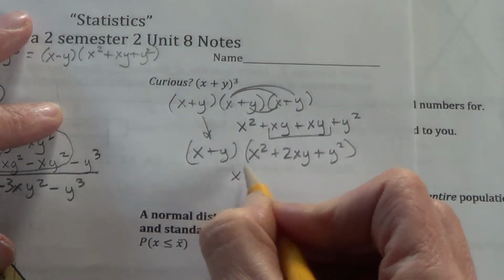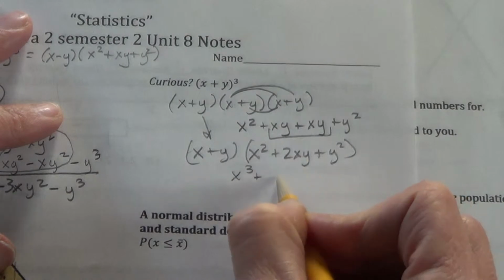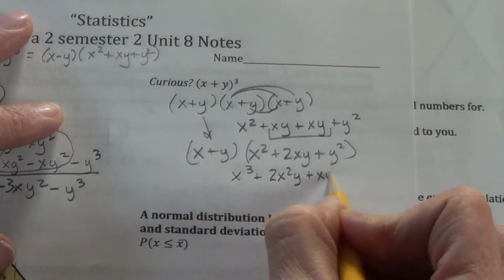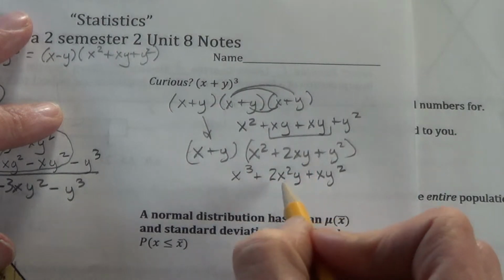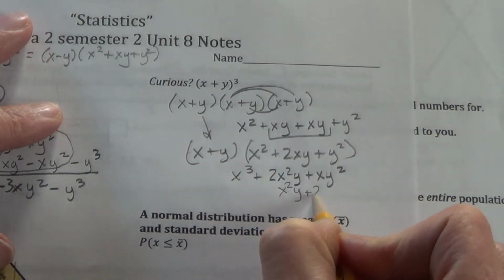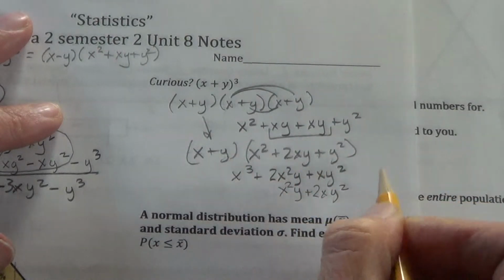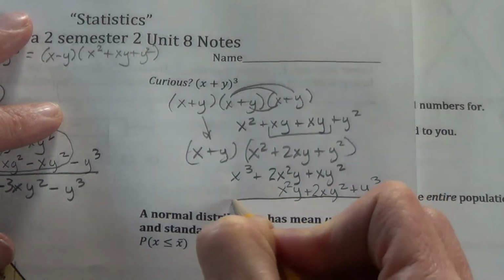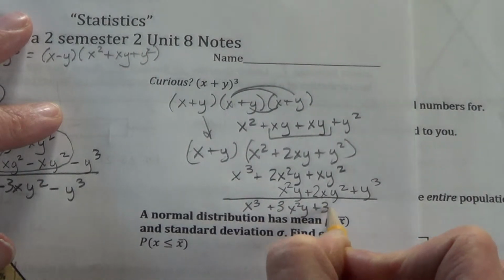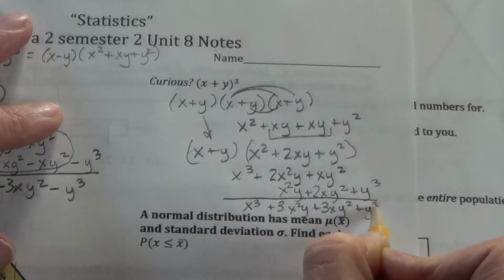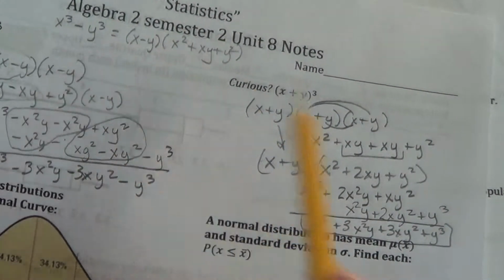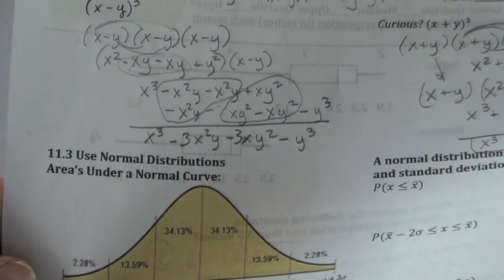So x times x squared is x cubed. x times 2xy is 2x squared y. x times y squared is xy squared. Now we take y times x squared is x squared y. y times 2xy is 2xy squared. y times y squared is y cubed. When we add those together, we get x cubed plus 3x squared y plus 3xy squared plus y cubed. So you can see how these end up different from that situation. So I just wanted you to see those patterns and kind of become familiar with them.